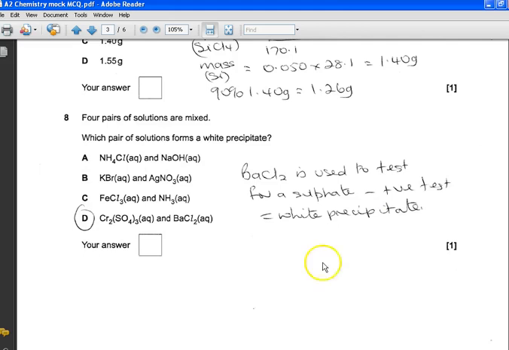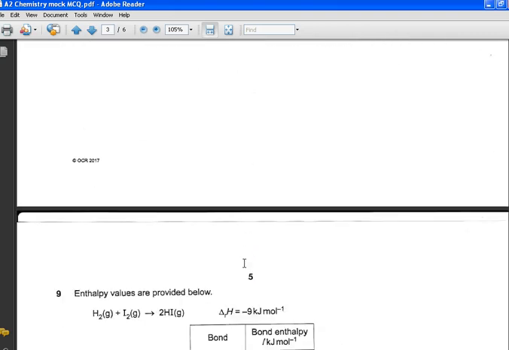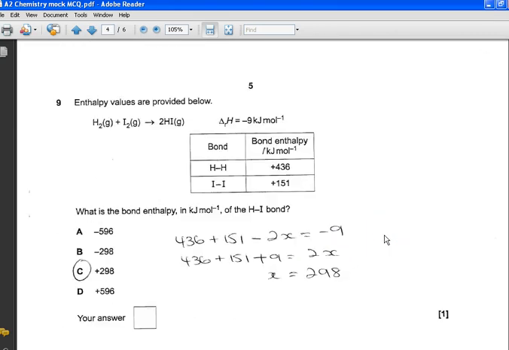Question 8, okay, where you need to know your chemical tests. If you don't know your chemical tests, you struggle with a question like this. The only thing you can do is guess. What forms white precipitate or chlorides do? Is there anything there that tests for a chloride, which would be nitric acid, silver nitrate? No, there isn't. But barium chloride tests for sulfate, which gives a white precipitate. So D. So educated guess if you're not sure.